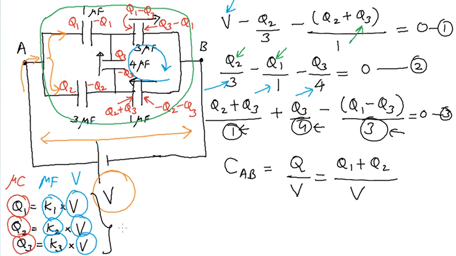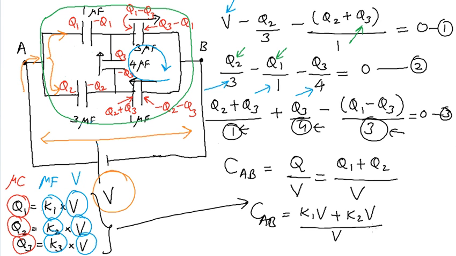Clearly, if I substitute from these final answers, CAB is going to be Q1, which is K1 times V, plus Q2, which is K2 times V. The whole thing I divide by V, and so my final answer is going to be K1, which is of course in microfarads as discussed earlier, plus K2, which is also in microfarads. And this is of course expected. It's expected that the final answer is in microfarads, because we are trying to find a capacitance. So this in short was the mechanical method to solve the question.